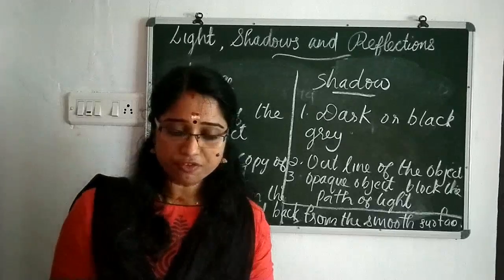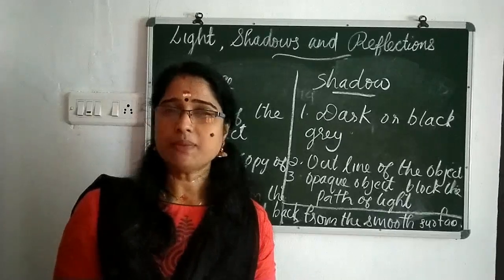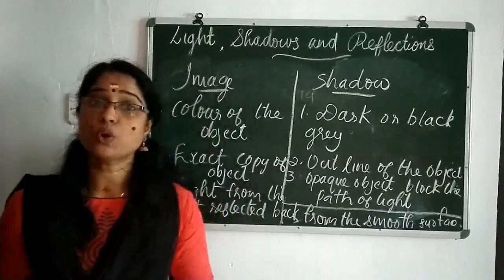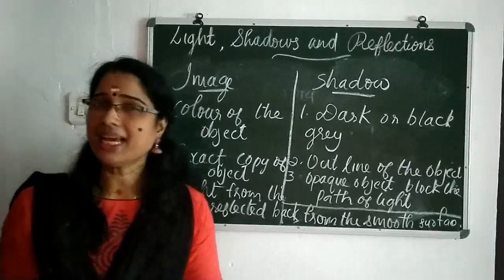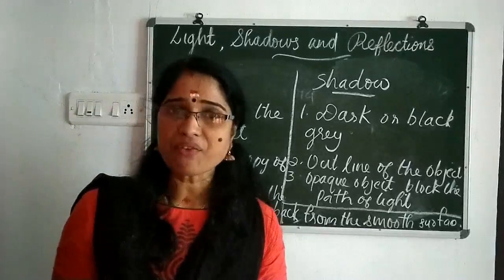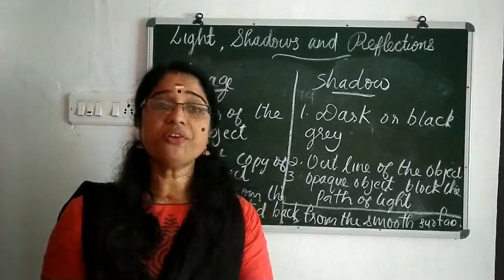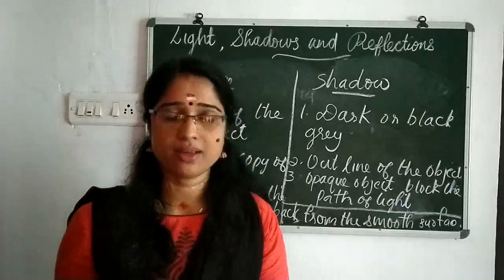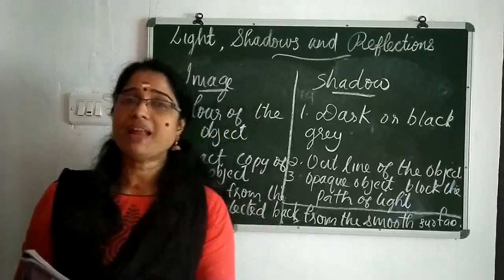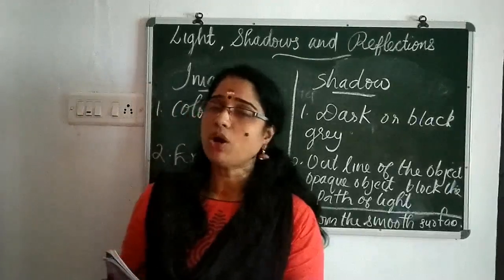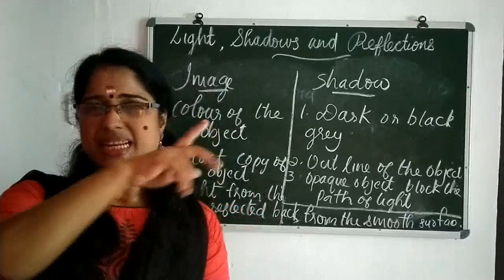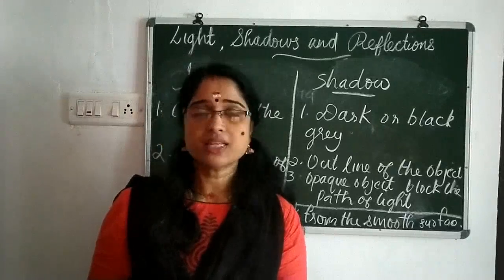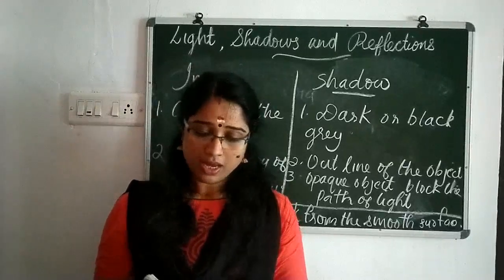Why does a rough surface not form an image? Who can tell me the answer? Yes, rough surface. When light falls on the rough surface, light gets reflected. But is it in a parallel manner? No, it does not remain so. It gets scattered. The light that reflects from the rough surface does not remain in a parallel manner. It gets scattered in different directions. So we could understand that a rough surface does not form an image.